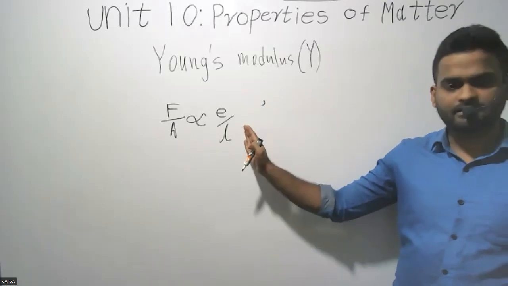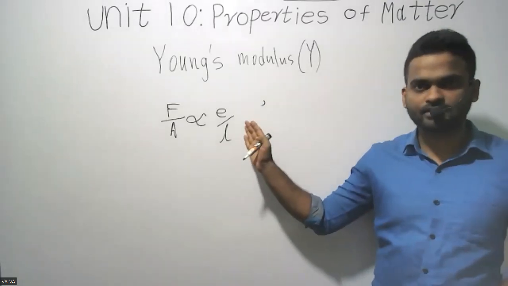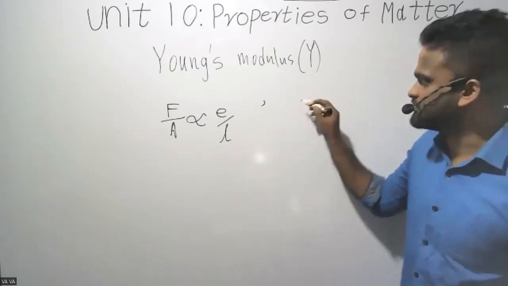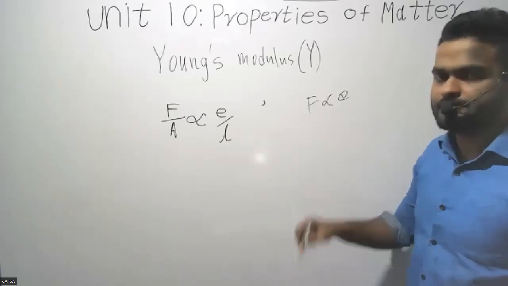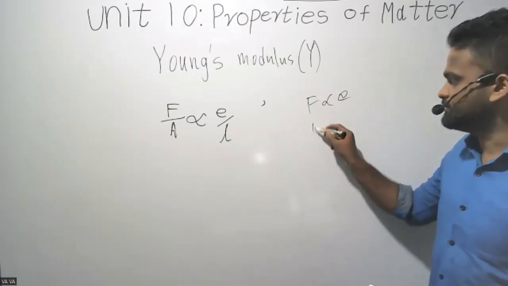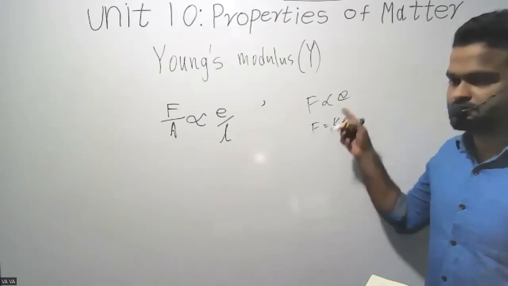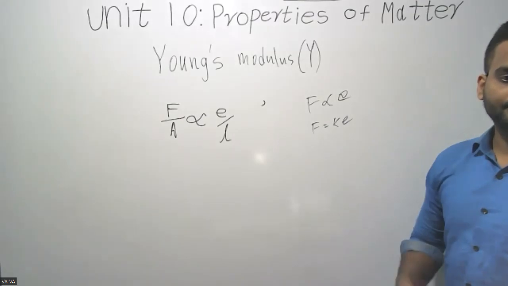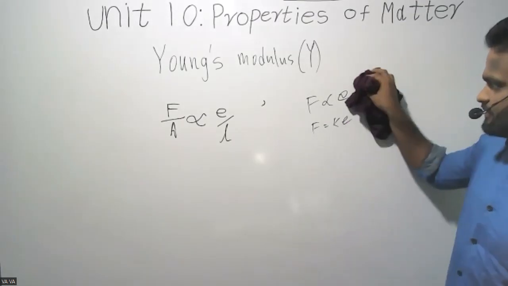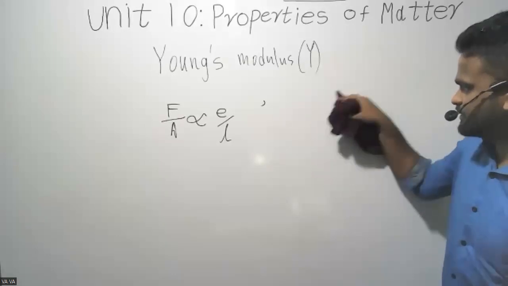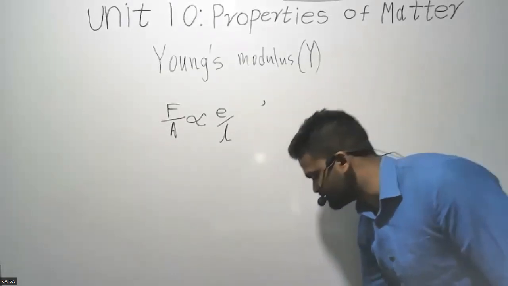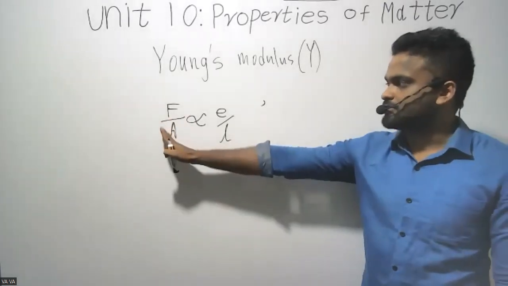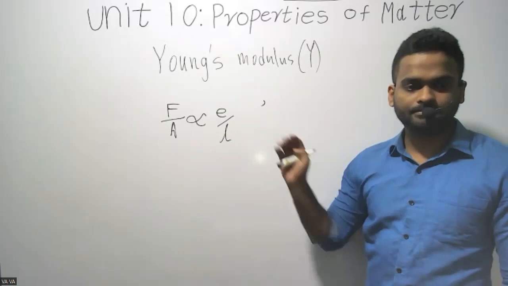So when you see this, you should remember an equation, right? The equation for force constant, F is proportional to E, so F is equal to KE. But in this part, that equation is a bit advanced because we are talking about deformations. So stress is proportional to strain.